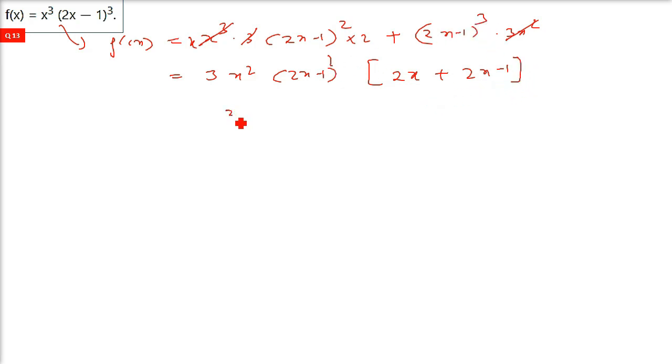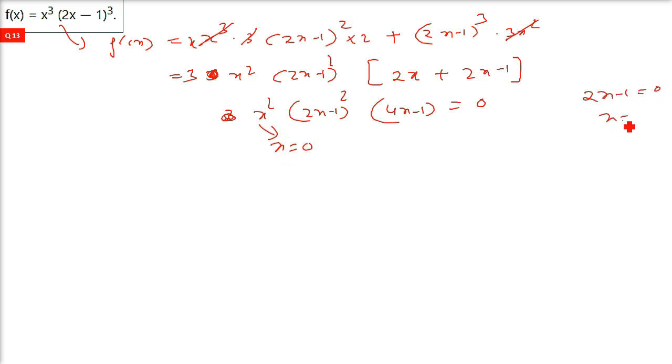So what do we get? 3x square. 3 has no value here because we are interested in finding out the critical points. So the variable will give us the critical points. X square, 2x minus 1 whole square, and this is 4x minus 1. This is equal to 0. So either x can be 0, x square is 0, that is x is 0, and 2x minus 1 is 0 when x is half. So you'll get one more critical point, x is half.